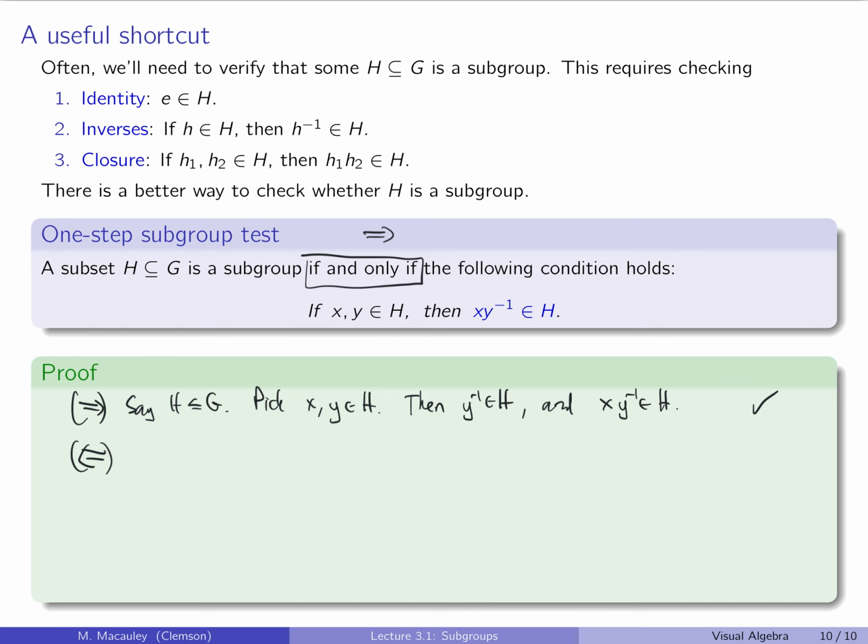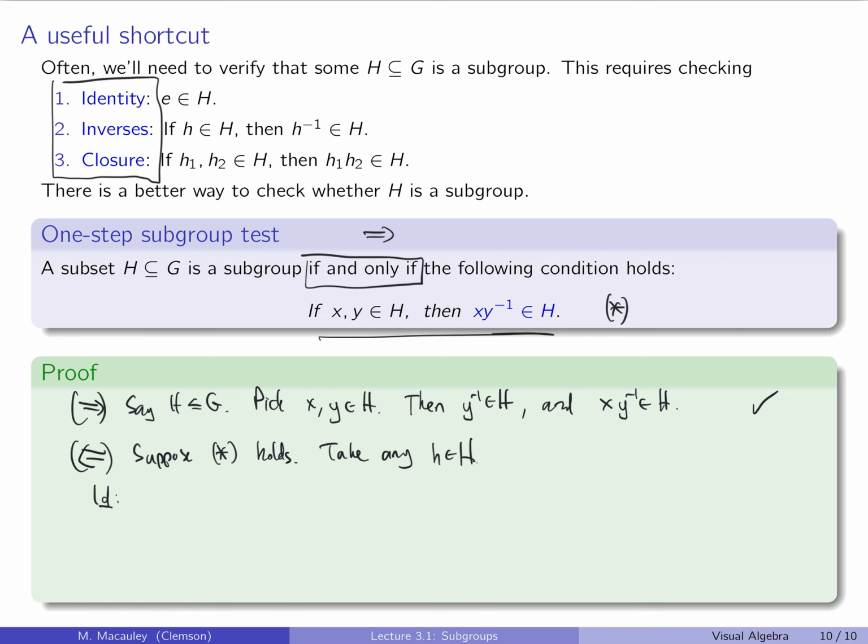The converse is really the non-trivial part, that this condition is sufficient for showing that H is a subgroup. So let's suppose, let's call this condition star, star holds. And take any element h in big H. We have to show these 3 conditions. So why does H contain the identity? Remember, we can use this condition. So let's take x and y to be both equal to h. Then by that condition above, we know that x y inverse, which is e times e inverse, which is e, is in H.